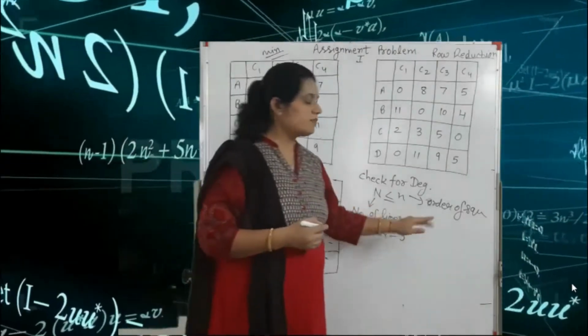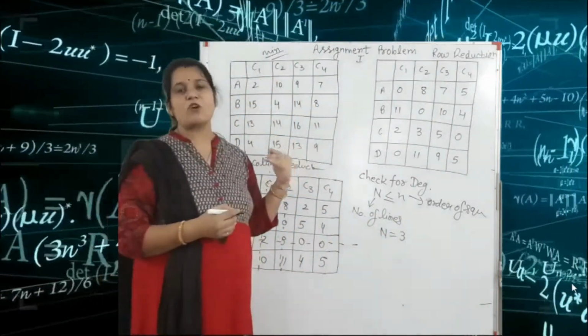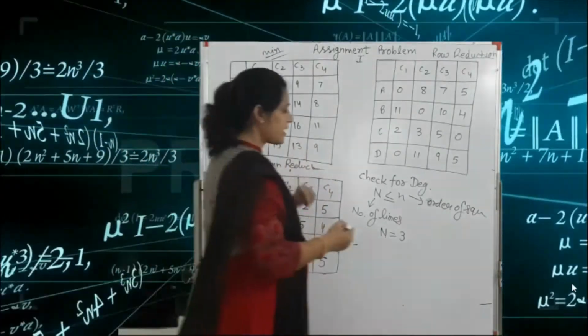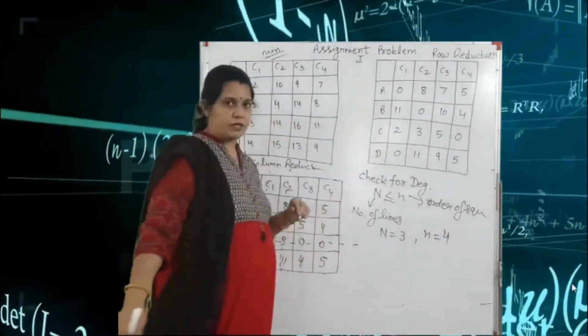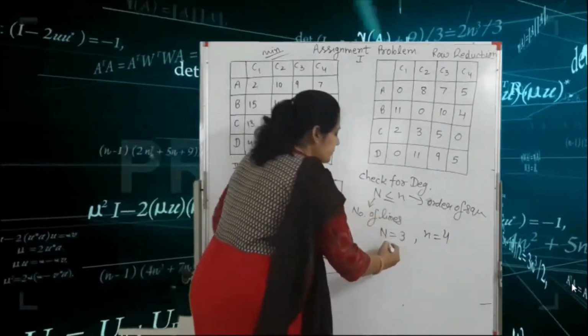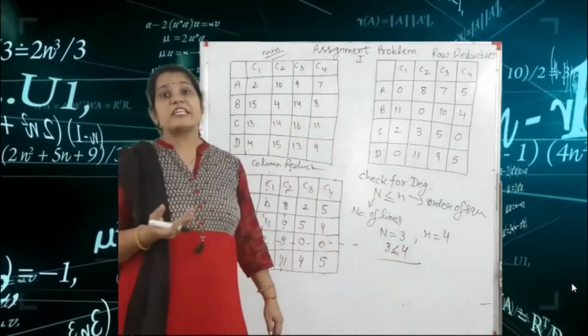And the order of the square matrix is what? Yes, exactly, 4 rows and 4 columns. So the order of the square matrix is 4. So capital N is equal to 3 and small n is equal to 4. That means we write here 3 less than or equal to 4. But this condition is for degeneracy.